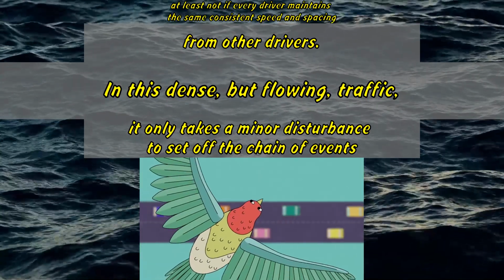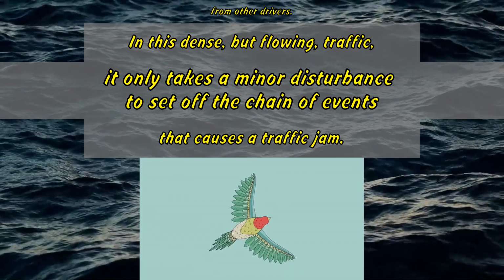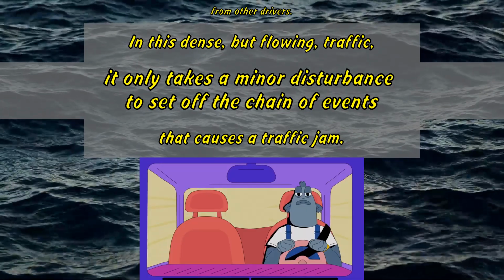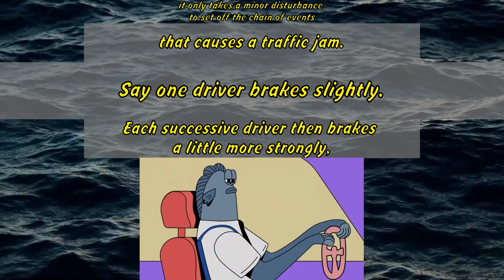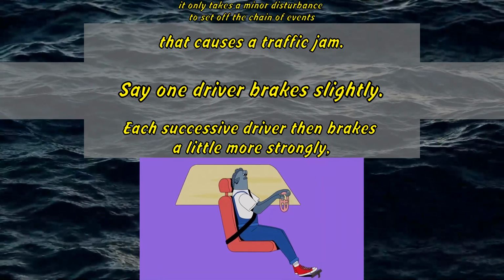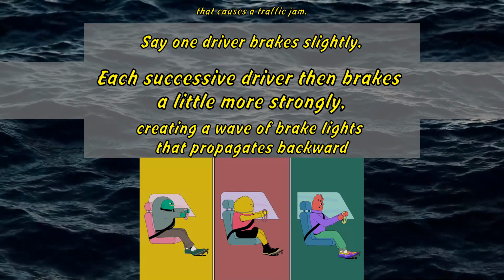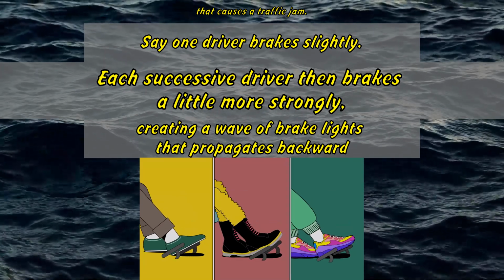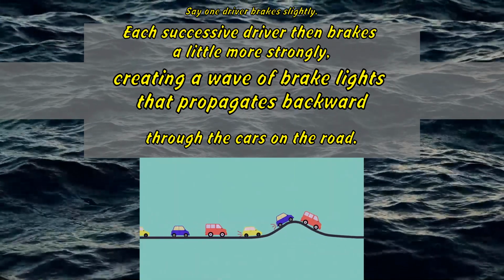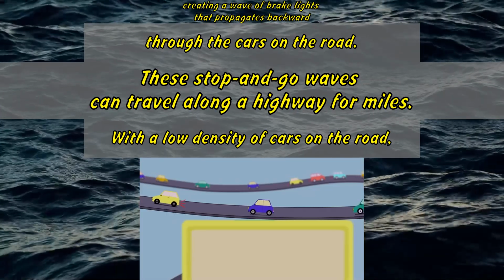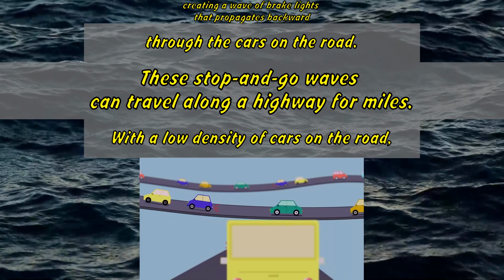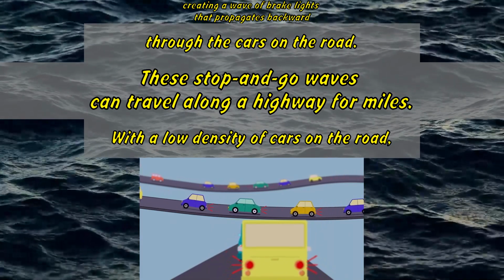In this dense but flowing traffic, it only takes a minor disturbance to set off the chain of events that causes a traffic jam. Say one driver brakes slightly. Each successive driver then brakes a little more strongly, creating a wave of brake lights that propagates backward through the cars on the road. These stop-and-go waves can travel along a highway for miles.